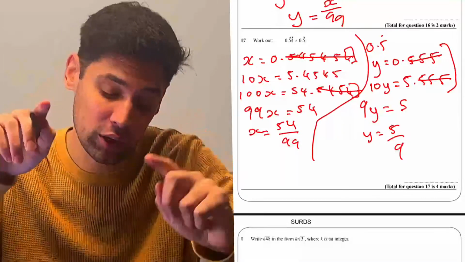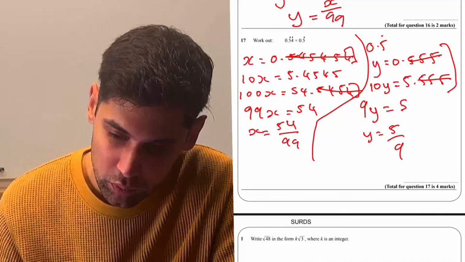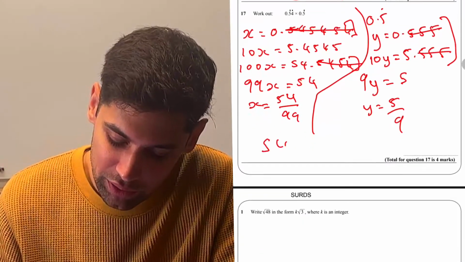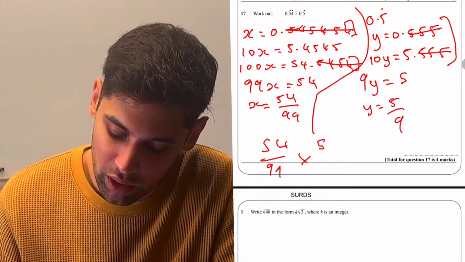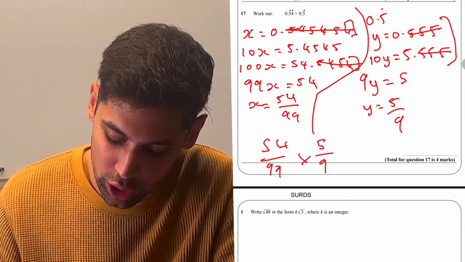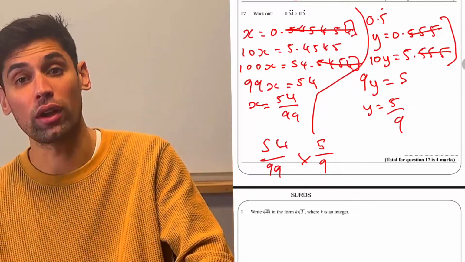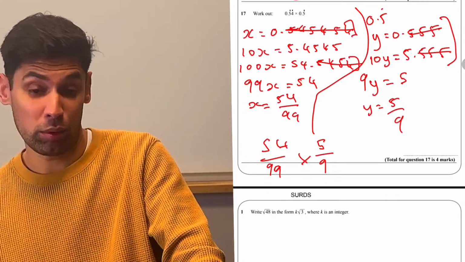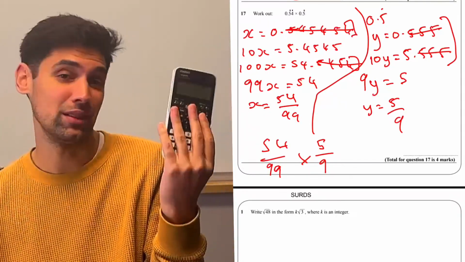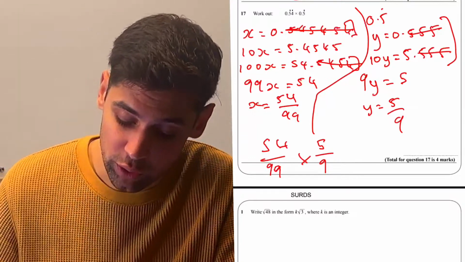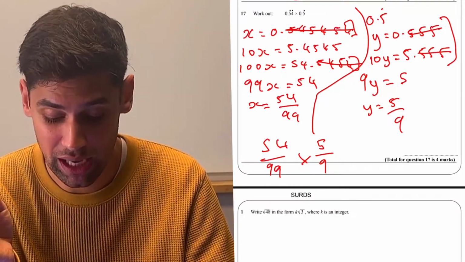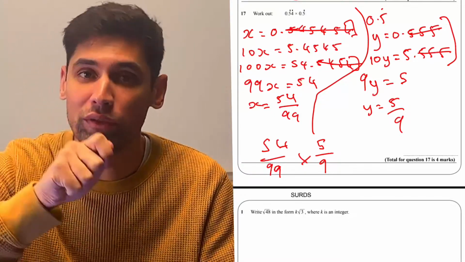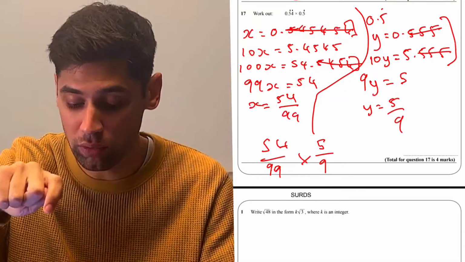Now we times the fractions. This is what we do. So it's going to be 54 over 99 times 5 over 9. Now, who knows whether this is going to be on a calculator or a non-calculator paper. I am going to use my calculator now because I can't be asked to do it longhand. But if this does come in a non-calculator exam, I'm afraid you are going to have to do 54 times 5 over... Actually, hold on.